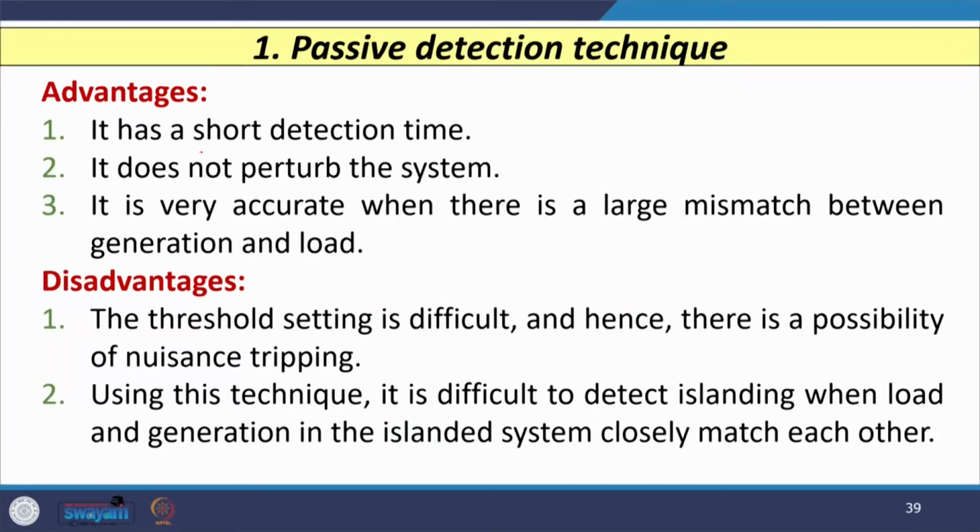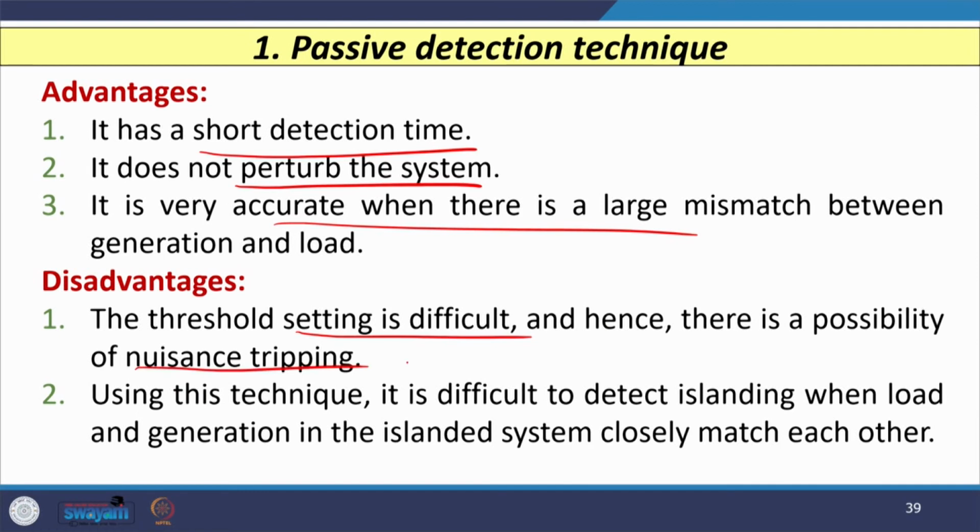This technique has a short detection time, it does not perturb the system, and it is very accurate when there is a large mismatch between the generation and the load. However, when we use the passive detection technique, threshold setting is very difficult, and hence there is a possibility of nuisance tripping. Actually, when no islanding condition exists, this type of scheme may maloperate. Using this technique, it is also difficult to detect islanding when load and generation in the islanded system closely match each other, and this type of condition is known as perfect power balance situation.